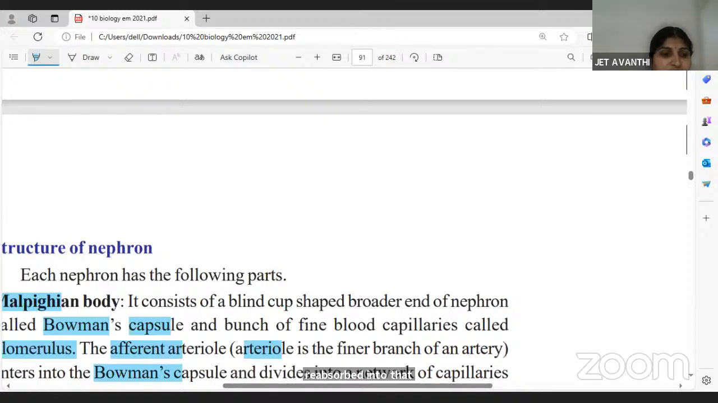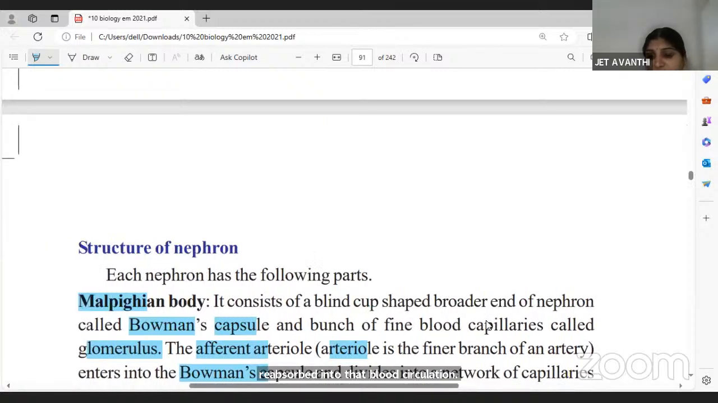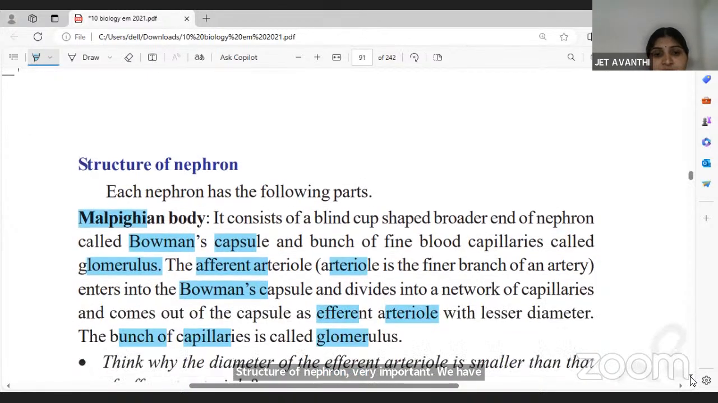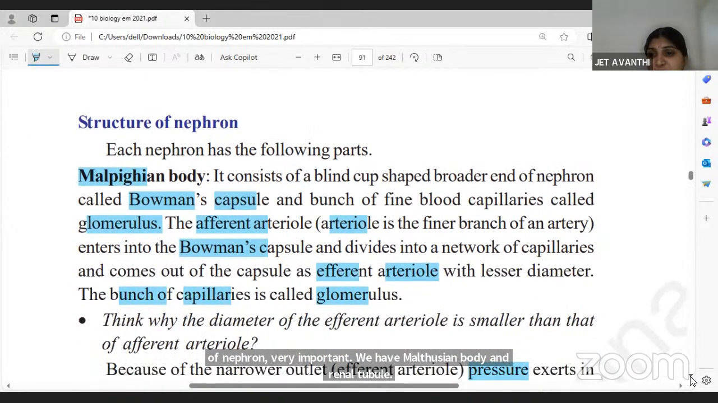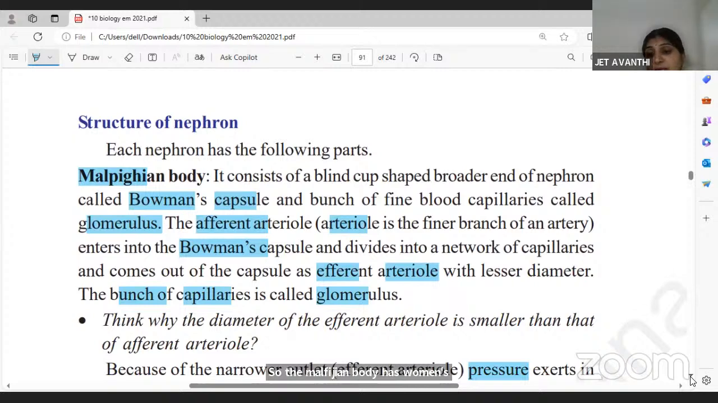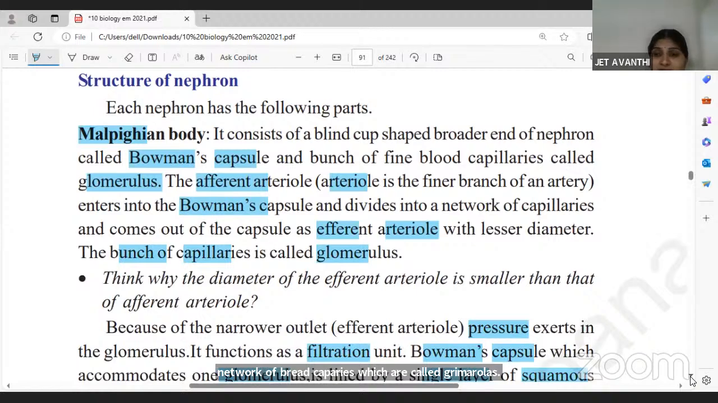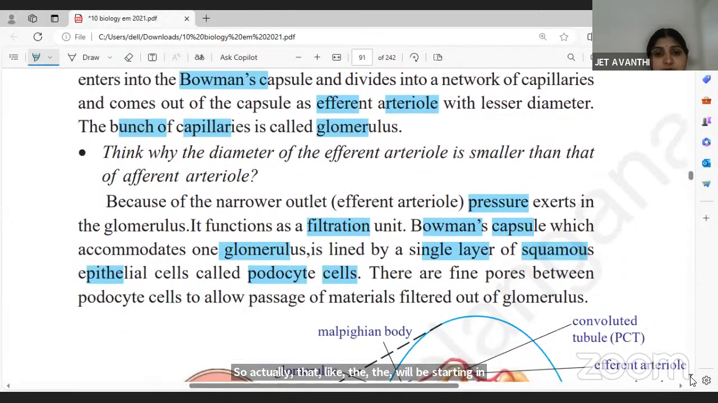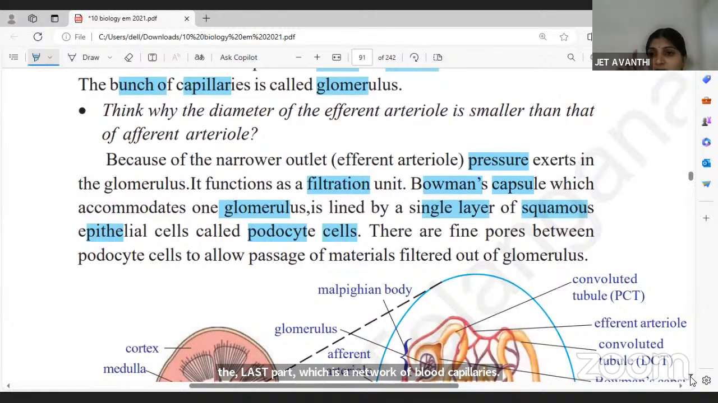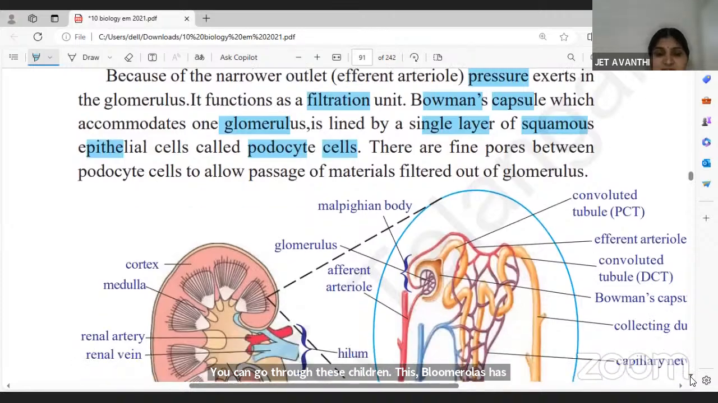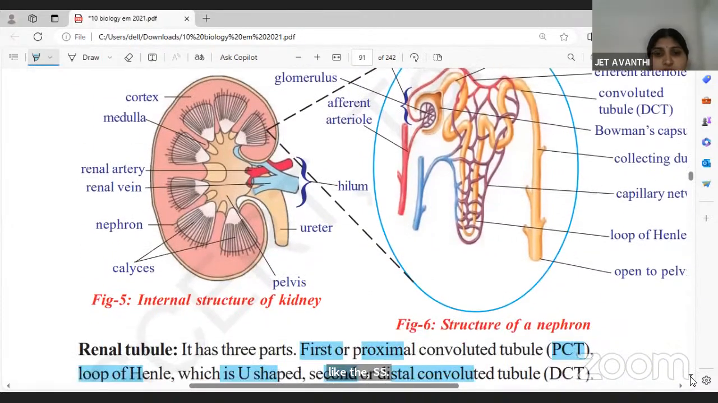And coming to the structure of the nephron, very important, we have the Malpighian body and the renal tubule. The Malpighian body has the Bowman's capsule and a network of blood capillaries which is called the glomerulus. The filtration starts in the glomerulus, which is a network of blood capillaries. You can go through this, children. This glomerulus has squamous epithelial cells, those are called podocyte cells. And this is the structure of the nephron, children. You can go through. And this is the internal structure of the kidney.